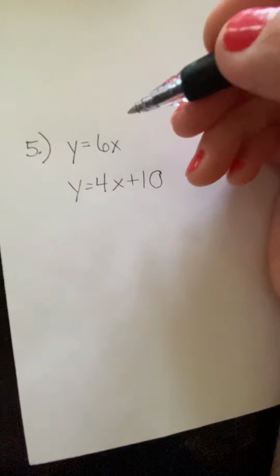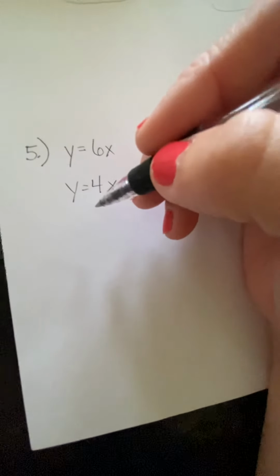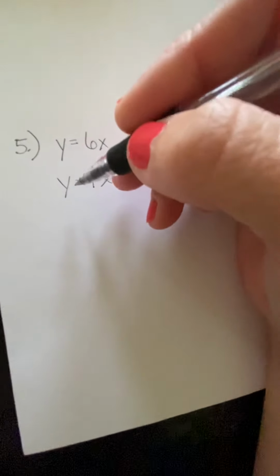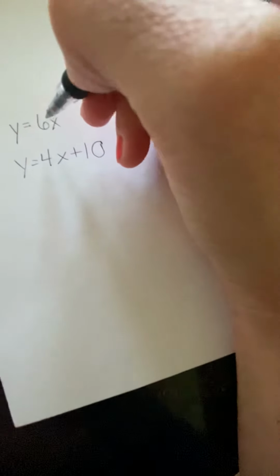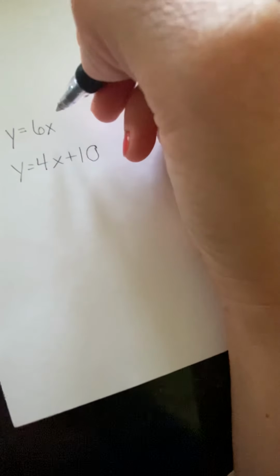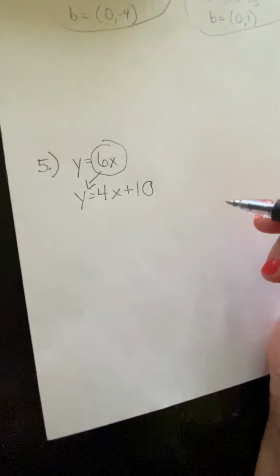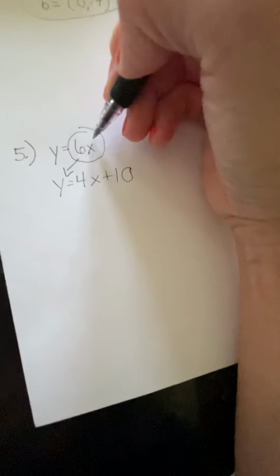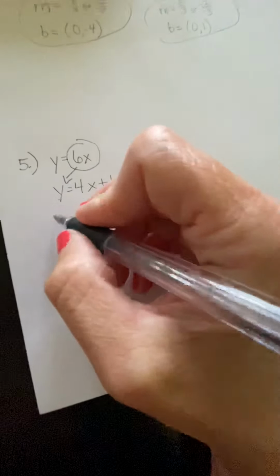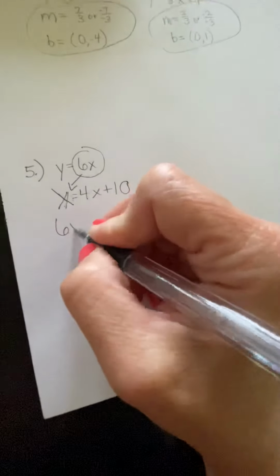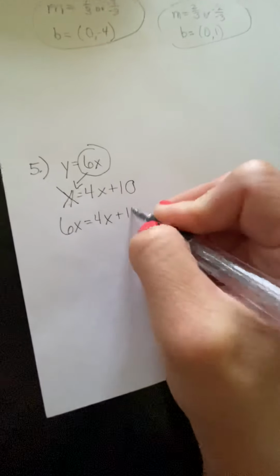For substitution, I would solve them both. They don't have to both be solved for y, but I think they all are on this worksheet. So basically, substitution is when you take something out and substitute another number back in its spot. So I'm going to take this 6x, and I'm going to substitute it in for y in the second equation. If y equals 6x, then I can take that 6x and put it in the second equation for y. So I'm going to take that out, and I'm going to put 6x equals 4x plus 10.